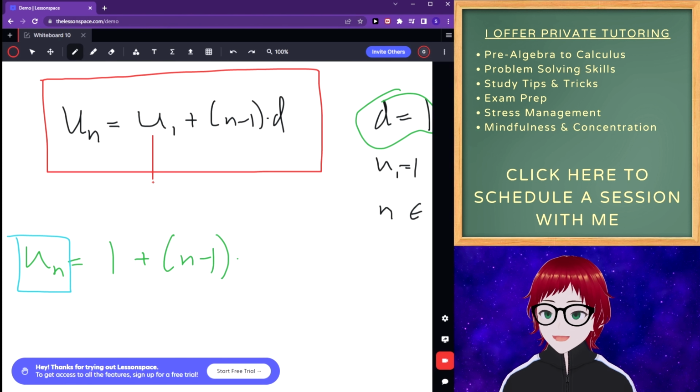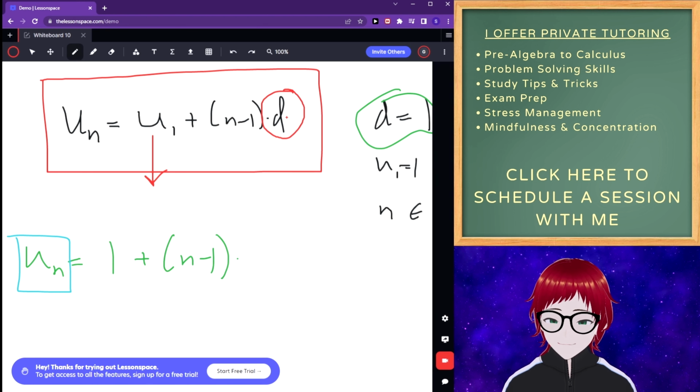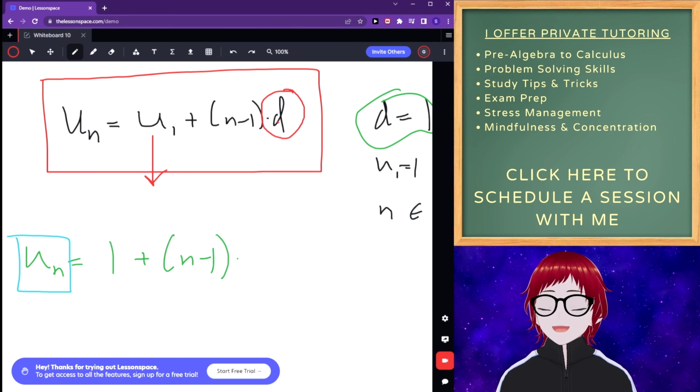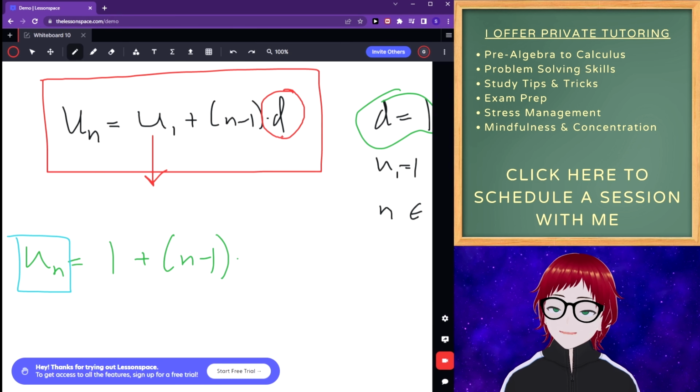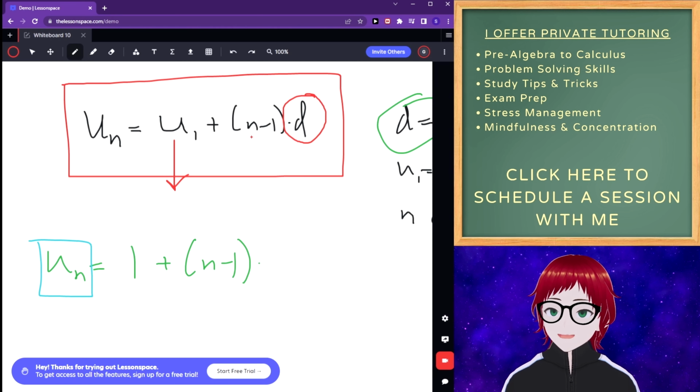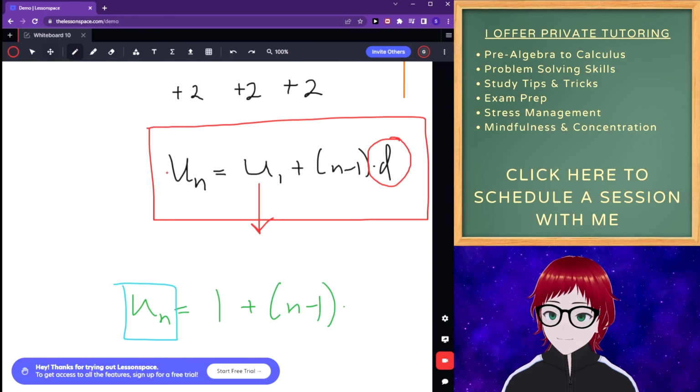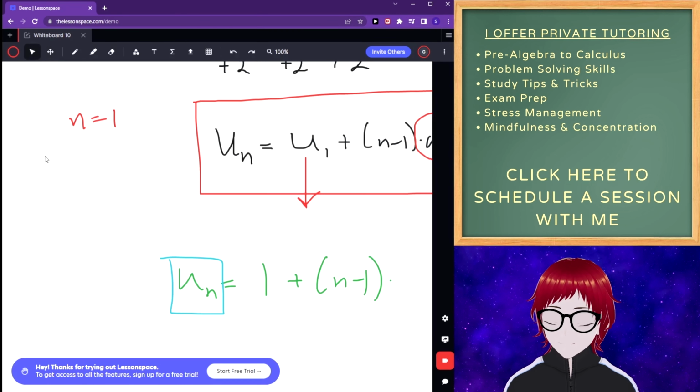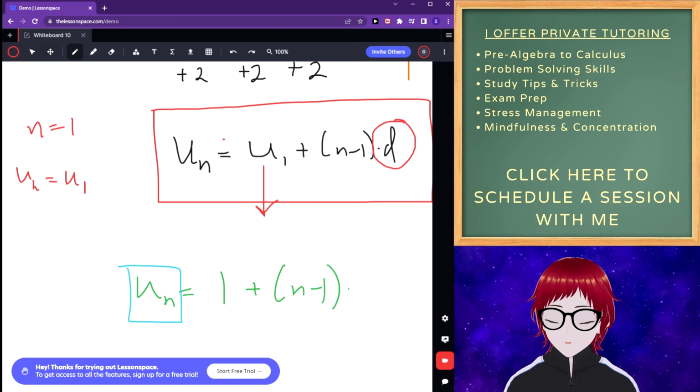Basically, what this says is that you start at u1, this is the first term, and then you're going to add a common difference of d, n minus 1 times. Now, why is it n minus 1 times instead of n times? Well, because let's plug in n equals 1. So let's say if n equals 1, presumably un would then have to be equal to u1. Well, if this is true, then that means that this component here must be 0. And in fact, it is 0.